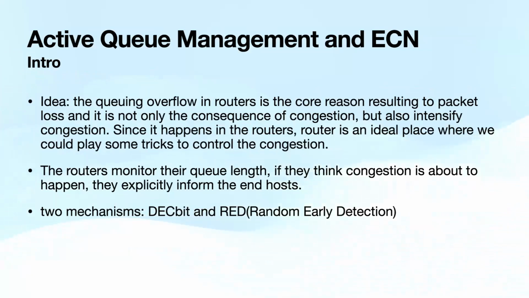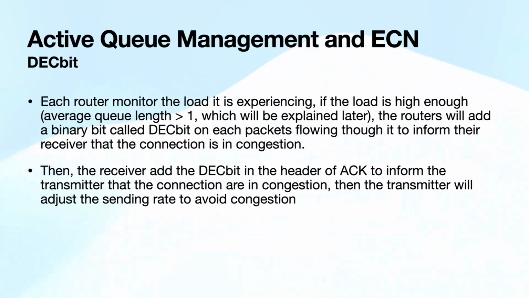So let's talk about active queue management. The idea is that queue overflow in routers is the core reason resulting in packet loss, and it is not only a consequence of congestion, but also intensifies congestion. Since it happens in the routers, the router is an ideal place where we could play some tricks to control congestion. The routers monitor their queue length. If they think congestion is about to happen, they explicitly inform the end hosts. There are 2 main mechanisms, DECbit and RED, random early detection.